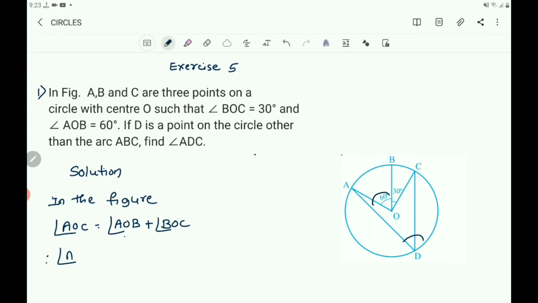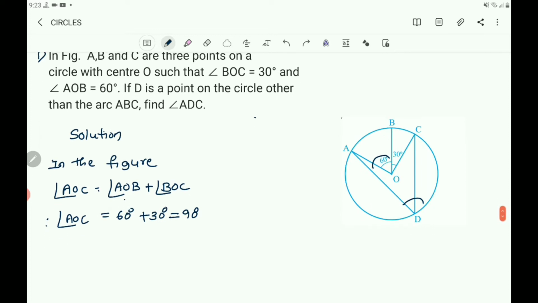Therefore, angle AOC equals, what is the measurement of the angle AOB? Angle AOB is 60 degrees. You write that it is 60 degrees plus angle BOC. Angle BOC is 30 degrees. You write it is 30 degrees, and the sum is equal to 90 degrees. So you got that angle AOC is 90 degrees. Now you can write angle ADC.